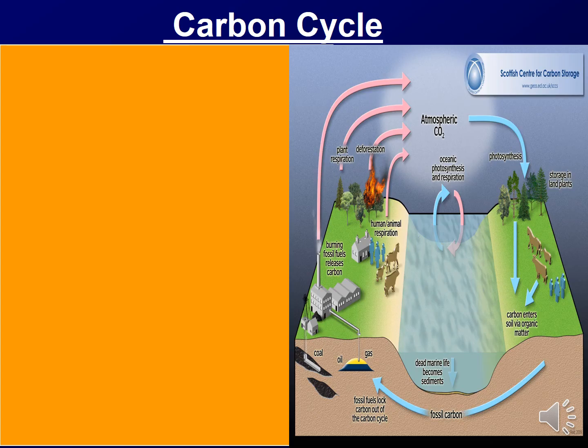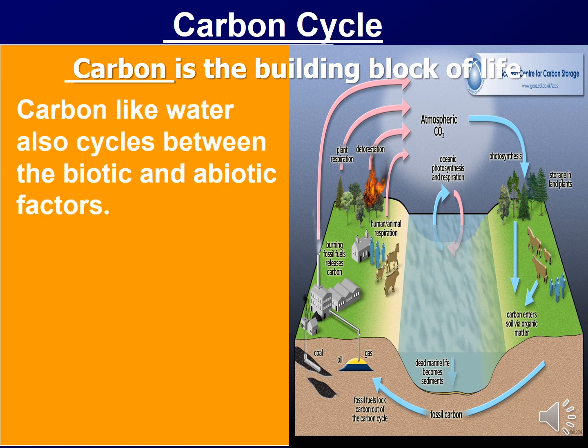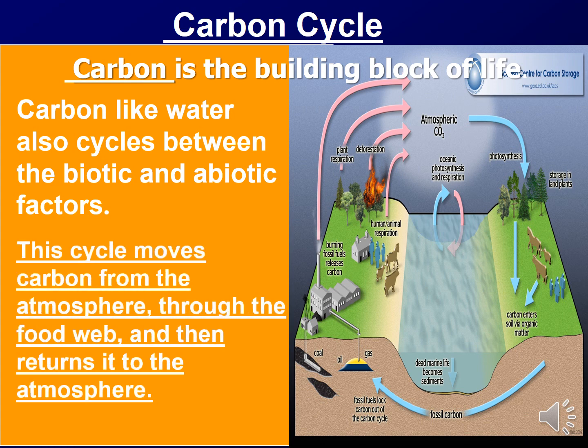The carbon cycle is an important cycle because carbon is the building block of life, meaning all living things contain carbon. Carbon, like water, also cycles between the living and non-living factors in an ecosystem. So the carbon cycle is a cycle that moves carbon from the atmosphere through the living components in the food web and then returns it to the atmosphere.